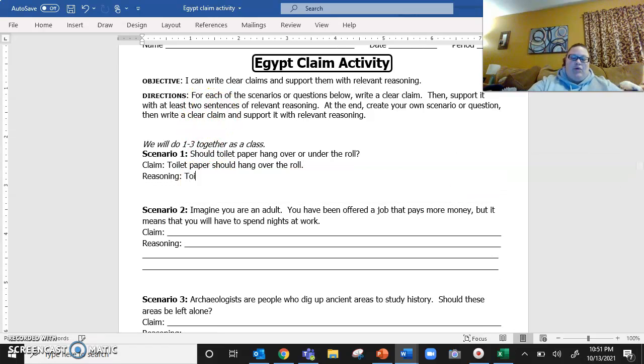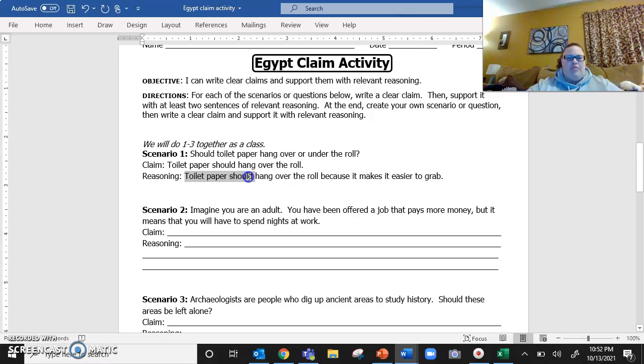So I'm going to say toilet paper should hang over the roll because it makes it easier to grab. Uh-oh. Remember, our claim and our reasoning is going to be kind of like a paragraph. So let's read it together and see how that sounds. Toilet paper should hang over the roll. Toilet paper should hang over the roll because it makes it easier to grab. I have said the same thing twice. I don't want to do that.